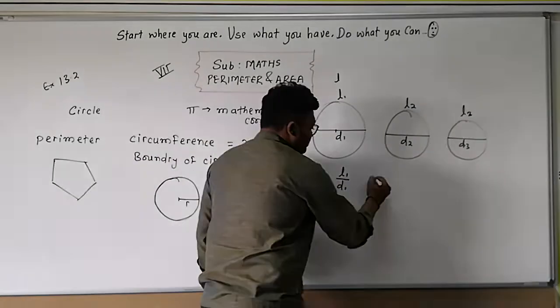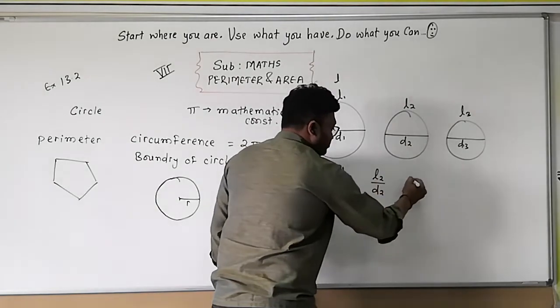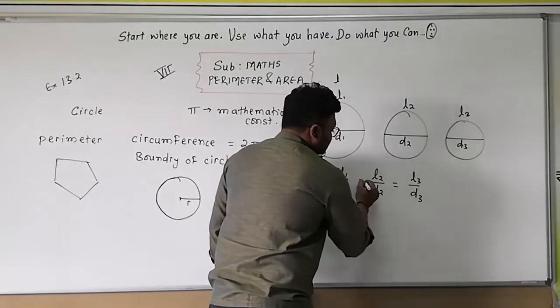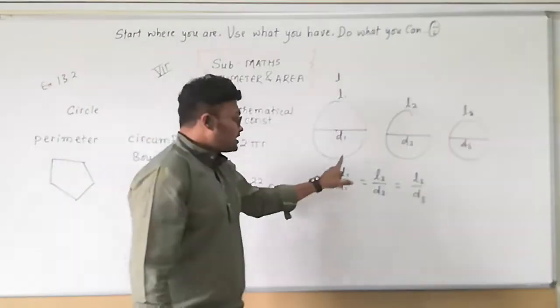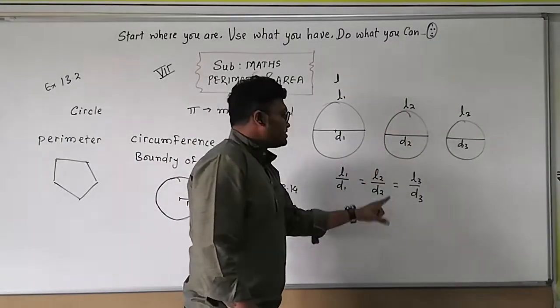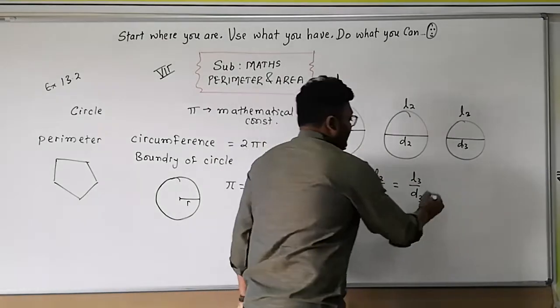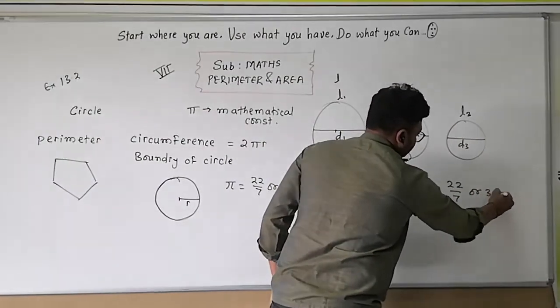He calculated one more ratio, L2 by D2, and one more, L3 by D3. Surprisingly, all the results are the same. That is, circumference upon diameter in each and every case was the same. And what was it? It was 22 by 7 or 3.14.